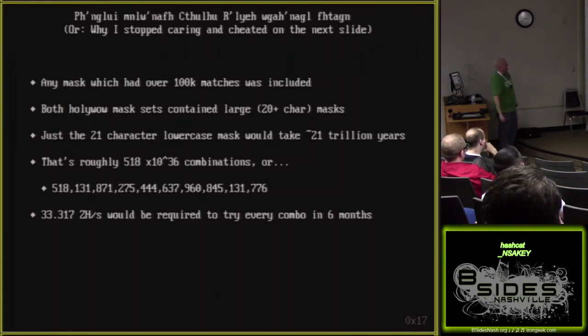I asked him about that because I was like, I do not want to look stupid here. Can you please help me here? And he said, this is close to what you want. Roll with it. Most of this slide was actually done over the phone with a friend of mine who goes by No Fault. He calculated the 21 character lowercase masks would take around 21 trillion years. That impossibly large number is 518 undecillion.